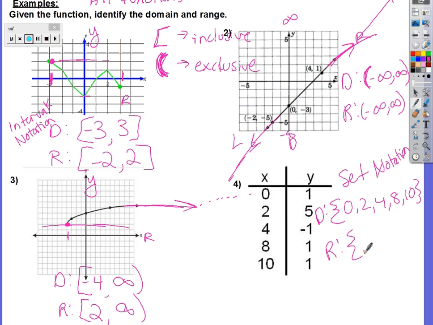We usually like to put them in ascending order, so starting at -1. You see that +1 appears 3 times. You only have to write it once, and then a 5, and we're done. Okay, so kind of 4 different examples of how to do domain and range with the specific notation that you need to know.